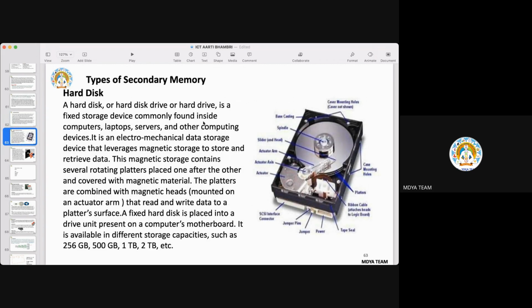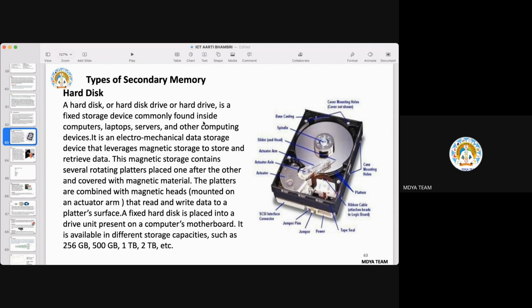Now, how many secondary memory devices are there? They may ask a question related to memory. They'll give so many memories, and ask which are secondary memories, or which are primary memories. So you should remember the various types of memories from that perspective.